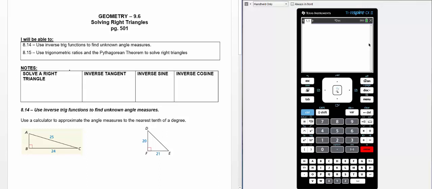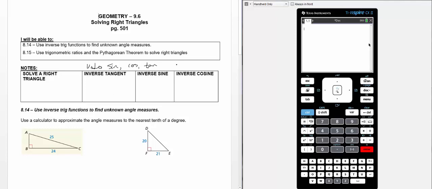In this video, we're going to discuss inverse trig functions as well as solving right triangles. Inverse trig functions are used to undo trig functions. These undo sine, cosine, and tangent.